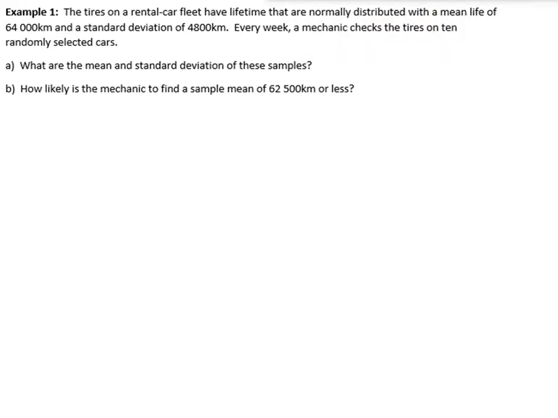Okay, example 1. The tires on a rental car fleet have lifetimes that are normally distributed with a mean life of 64,000 kilometers. So the mean is 64,000 and it has a standard deviation of 4,800. Every week a mechanic checks the tires on 10 randomly selected cars.